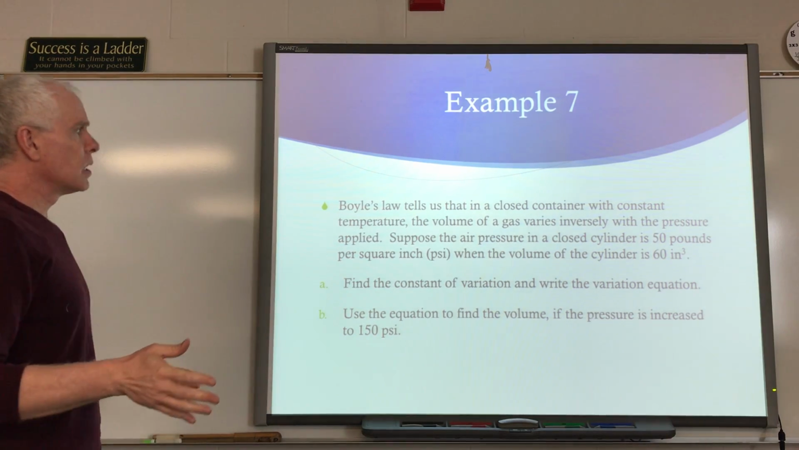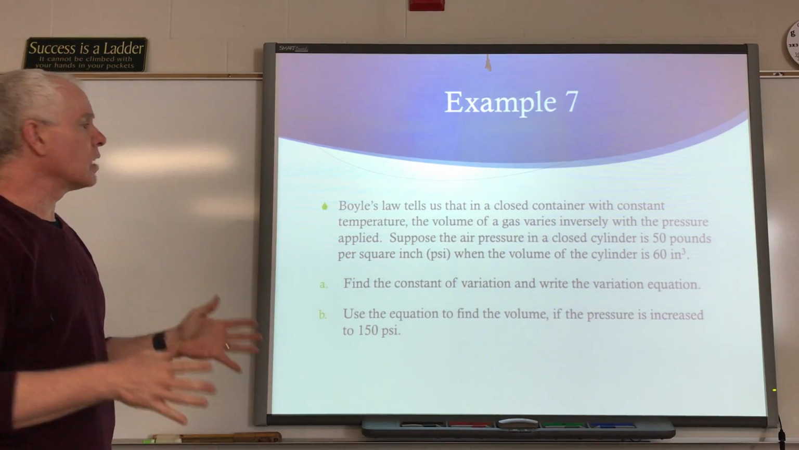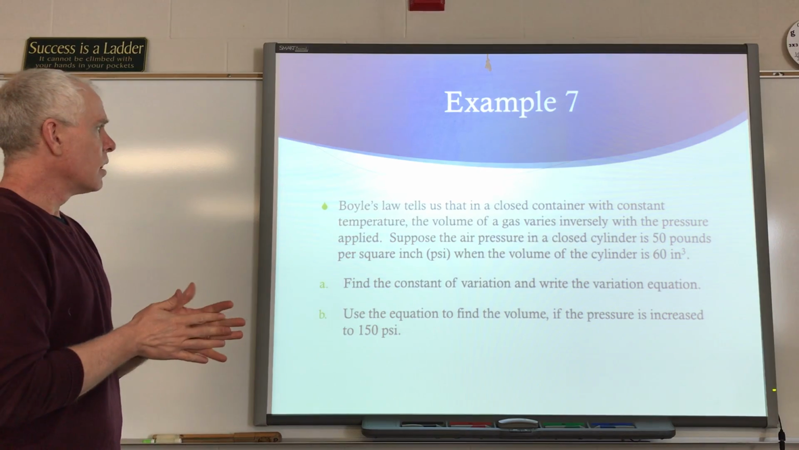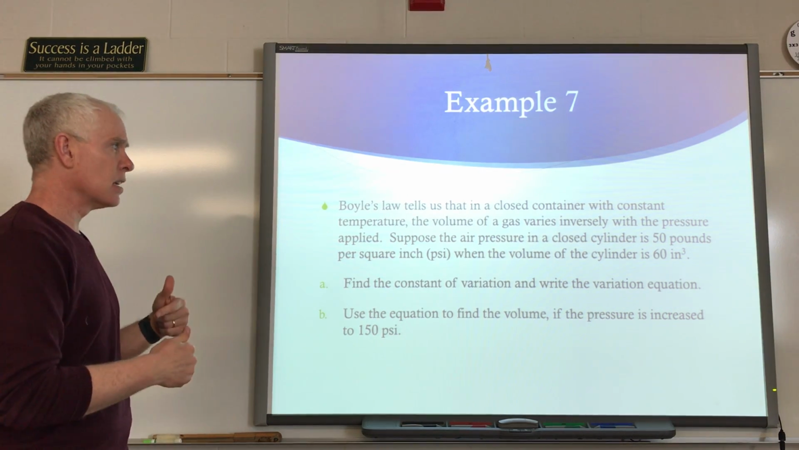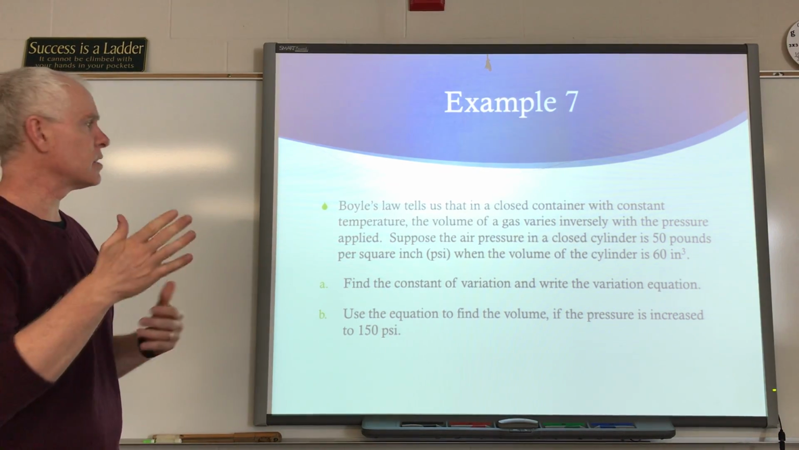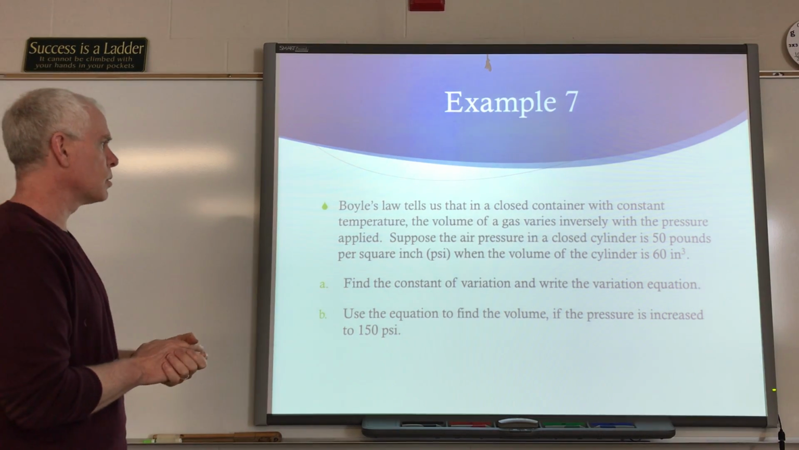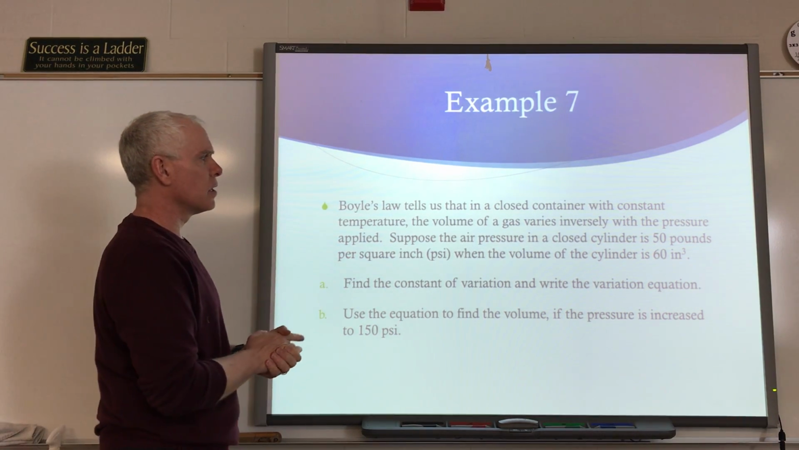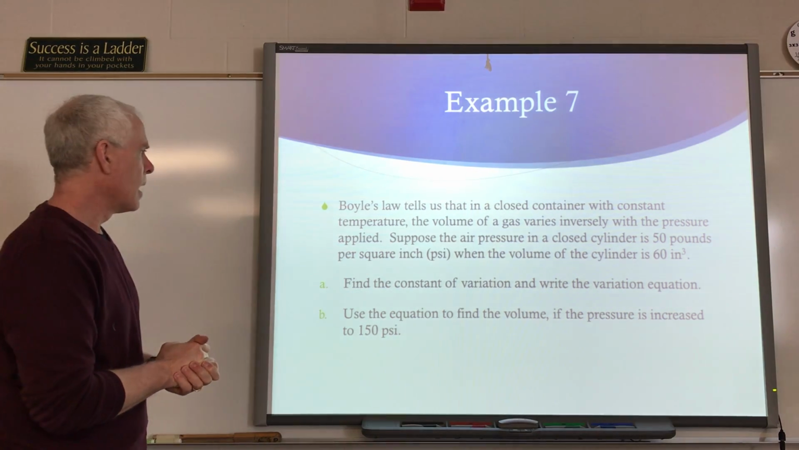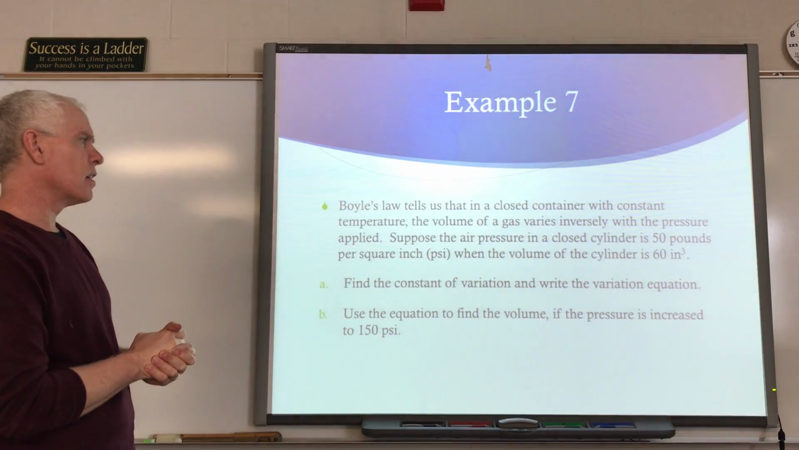So Boyle's law tells us that in a closed container with a constant temperature, that's important, the volume of gas varies inversely with the pressure. So volume varies inversely with pressure. Suppose the air pressure in a closed cylinder is 50 pounds per square inch when the volume of the cylinder is 60 cubic inches. Find the constant of variation and write the equation.